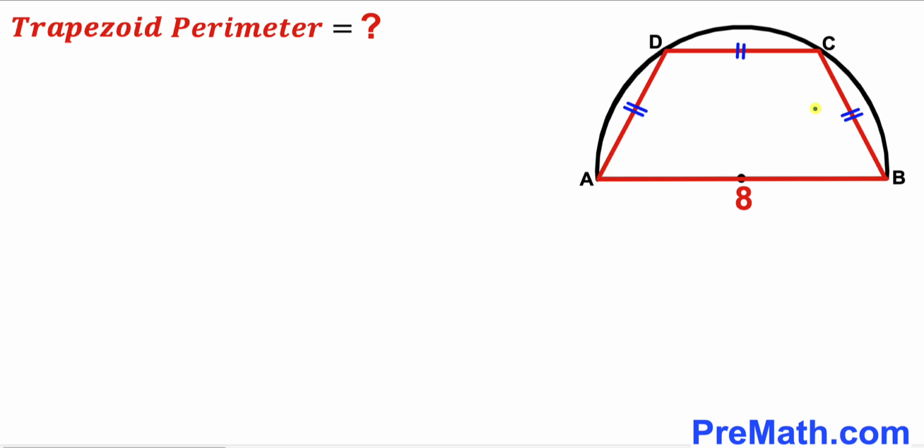And moreover, these side lengths BC, CD, and AD of this trapezoid are equal in length. And furthermore, these points A, B, C, and D lie on the very same semicircle. And now our task is to calculate the perimeter of this trapezoid ABCD.